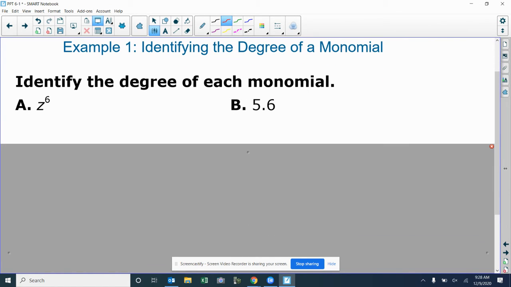So let's take a look. These are very simple. We have z to the 6th. What is the degree of z to the 6th? Well, it's a monomial, and it is a degree of 6. Be careful with 5.1. It's a constant term. Constant term has a degree of 0. Degree of 0. Mike, will you shut your computer, please? Thank you. Degree of 0 there. So that one can be a little tricky.